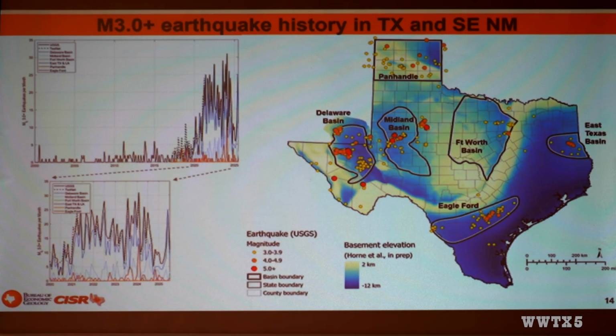So here is a map of the earthquakes, up to magnitude 5. Magnitude 5 is something you can really feel. Even magnitude 3 you can feel. If you live here, you have probably felt one of these, and they are particularly common here in Culberson County. That's where we have the highest magnitude earthquakes. You have a few also here in the Midland Basin.